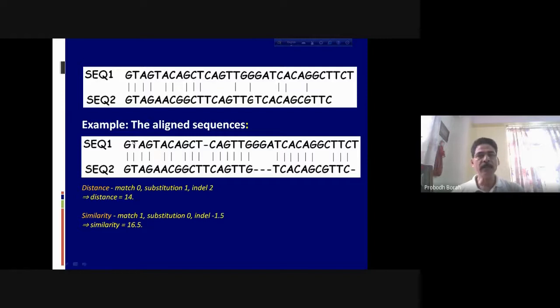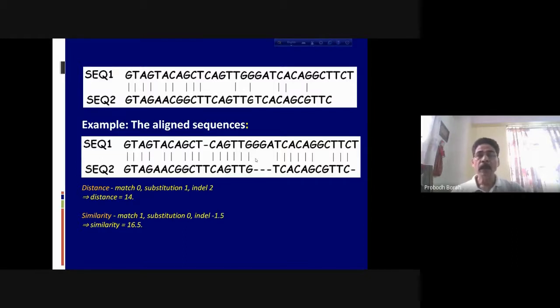Now, after we do this kind of alignment or rearrangement of the sequences, wherein we find the best matches between the two, we can go for calculating the variation between the two sequences, either in terms of distance, how distant one is from the other, or in terms of similarities. We can express it in terms of distance or in terms of similarity.